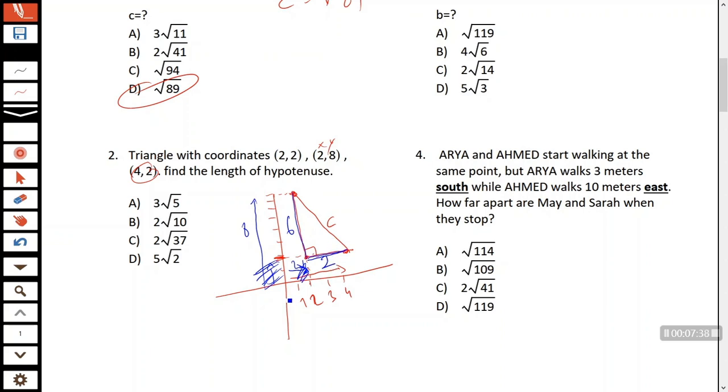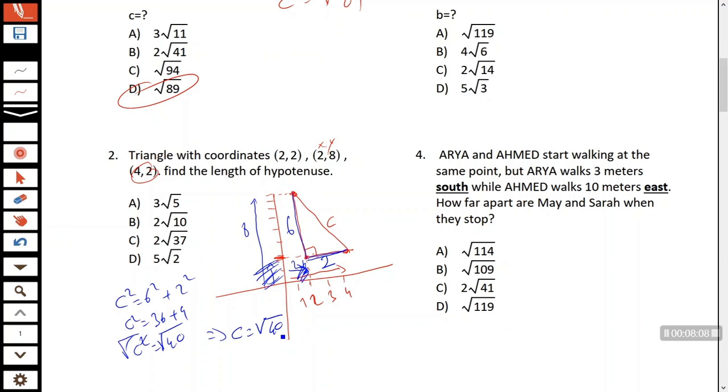Now I found the length of the sides, the length of the legs, and let's use the Pythagorean Theorem. What is it? C squared equals 6 squared plus 2 squared. C squared equals 36 plus 4. So it makes 40. C squared equals 40. Let's use the square root here. And from here I can say C equals square root of 40.